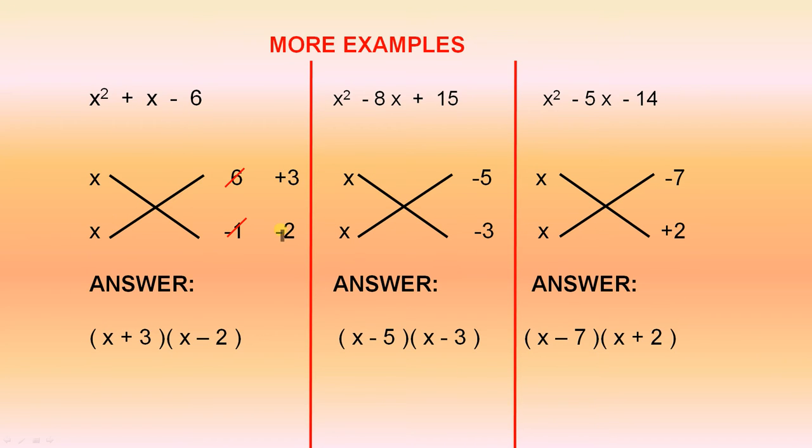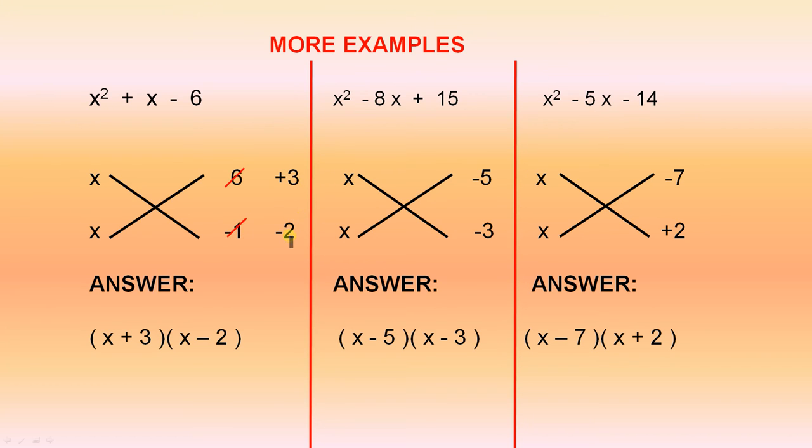Here are some more examples. Two terms multiplied together to give you x squared are x and x. Here's our cross. Two numbers multiplied together to give you minus 6 are 6 and minus 1. Now using the crisscross method, 6x minus 1x is 5x. That does not generate this term, so we cross those two off. They're not suitable.